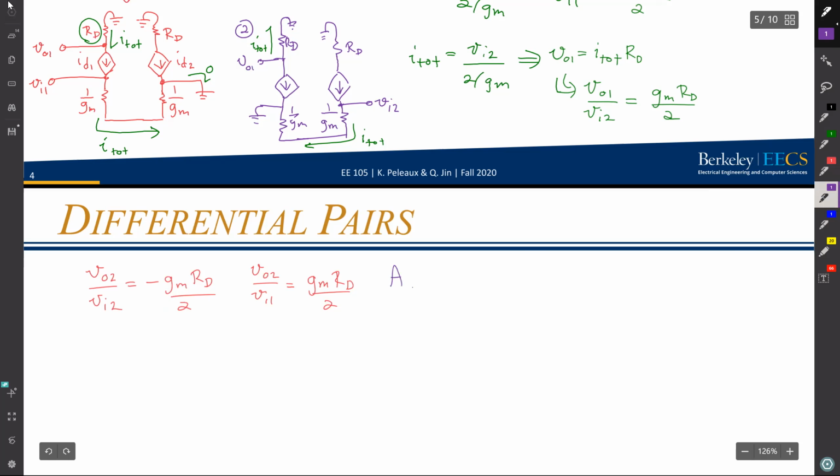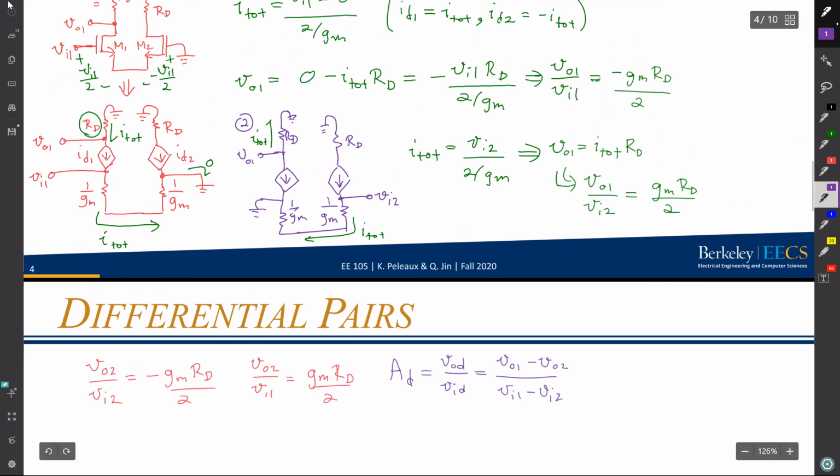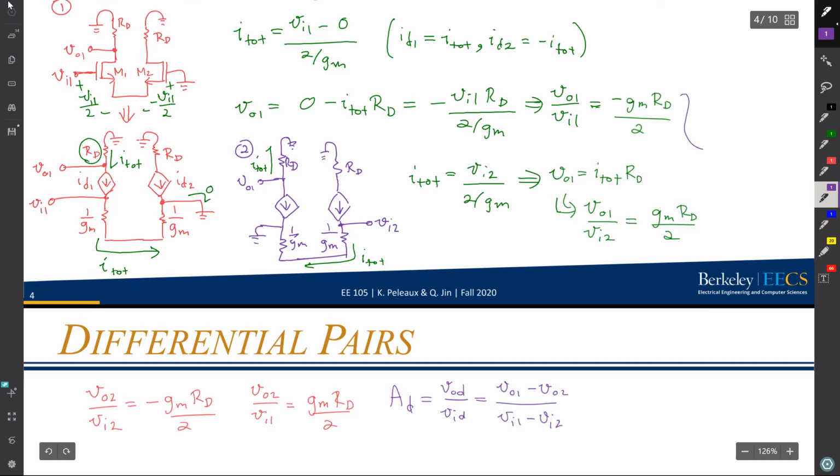Now to combine all of this, we're looking for the differential gain. And remember, we said that's VOD over VID, which means it's going to be VO1 minus VO2 divided by VI1 minus VI2. So if we look at VO1, we combine these two expressions and say that VO1 is equal to GM RD over 2 times VI2, negative GM RD over 2 times VI1 minus VI2. I'm just combining these two expressions and taking the common GM RD over 2.